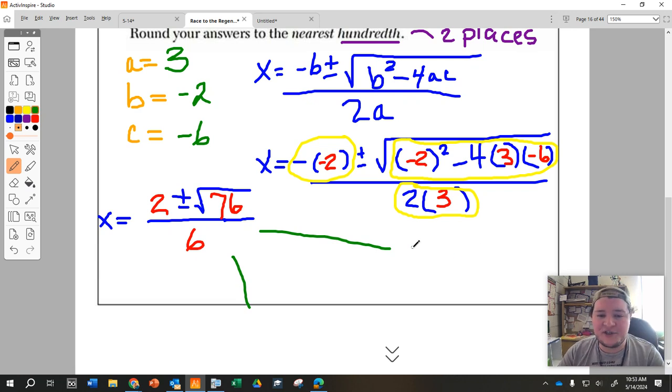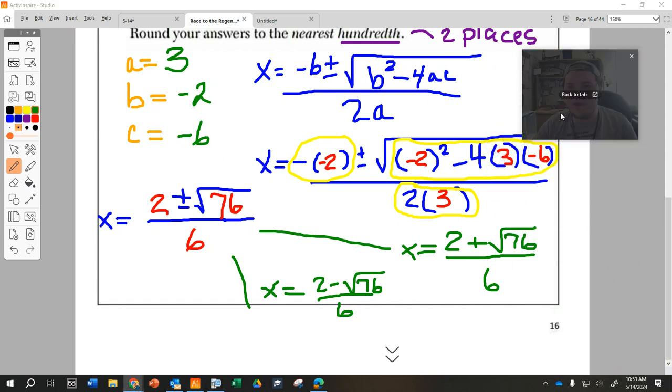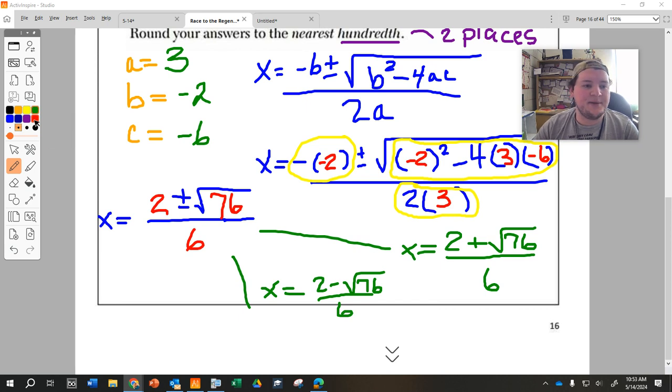I like to do the plus version first because, I don't know, positives seem a little bit less intimidating. So x equals 2 plus square root of 76 all over 6. And I like to write them both because I'm kind of in that mode. And then the other one's going to be x equals positive 2 minus square root of 76 all over 6. So it's literally that fraction tower, just one's the plus, one's the minus, and then it's a calculator dance from there. I'm going to move me up there for a minute. I'm going to do the last part in red. So x equals for that one, x equals for that one.